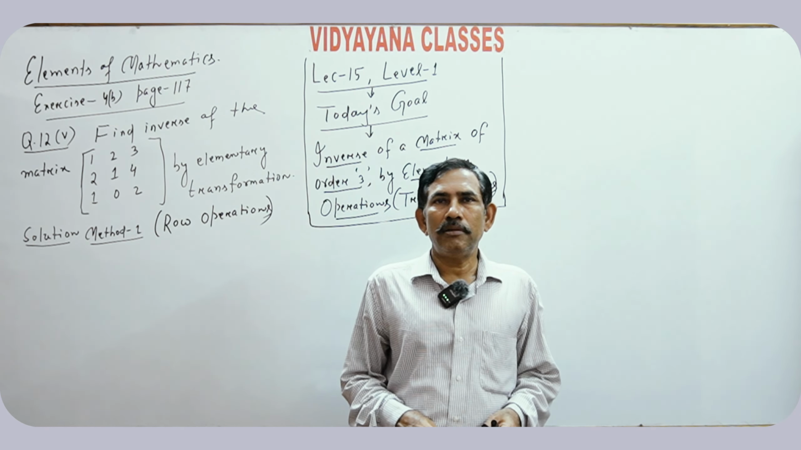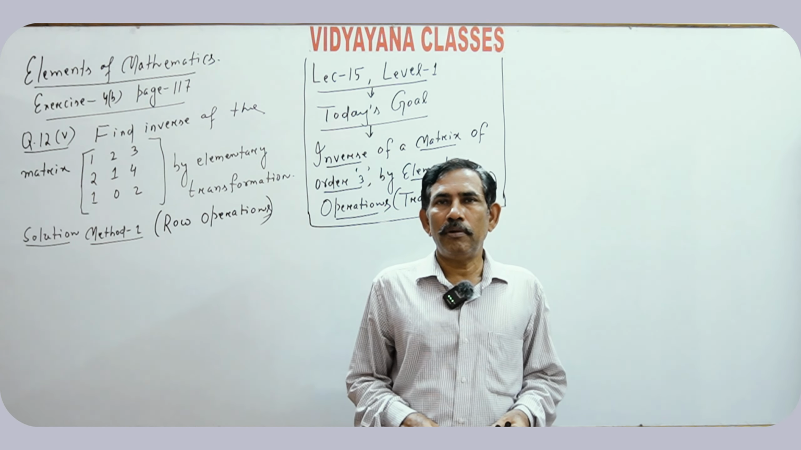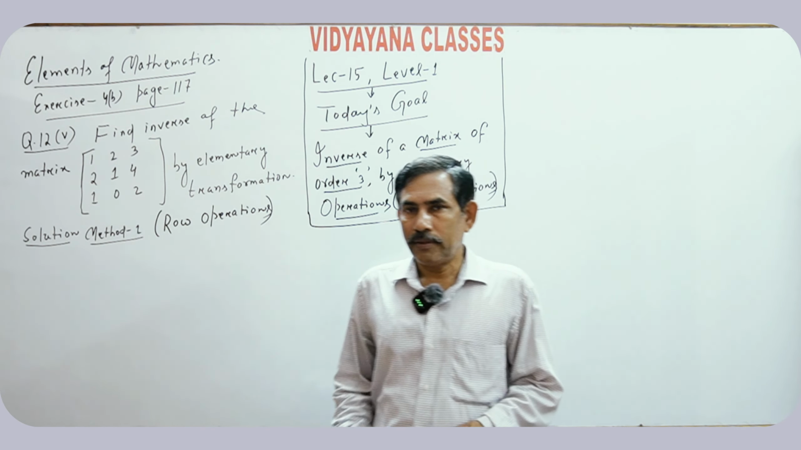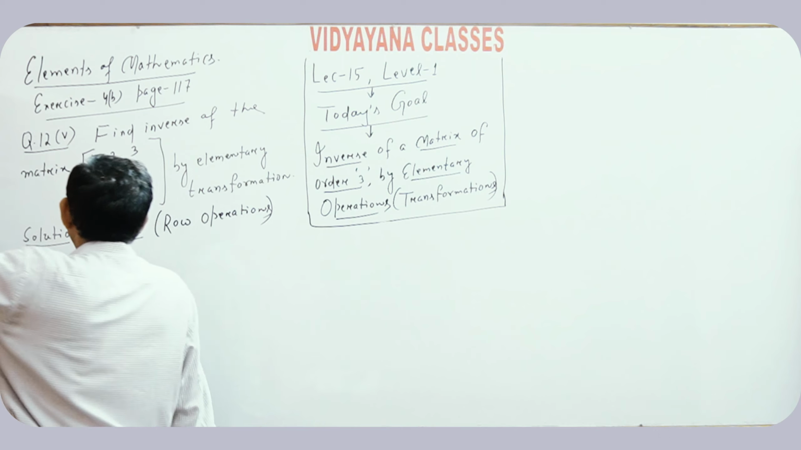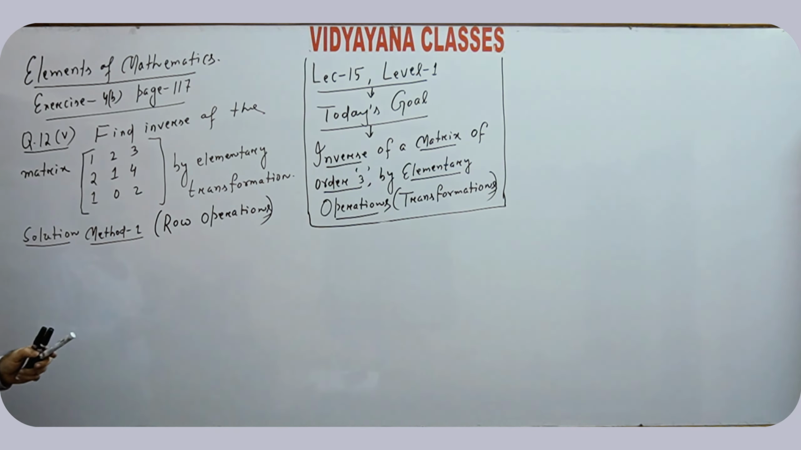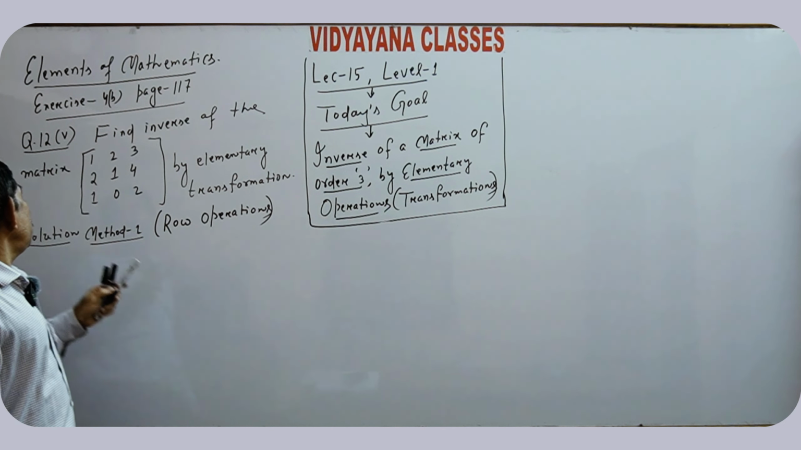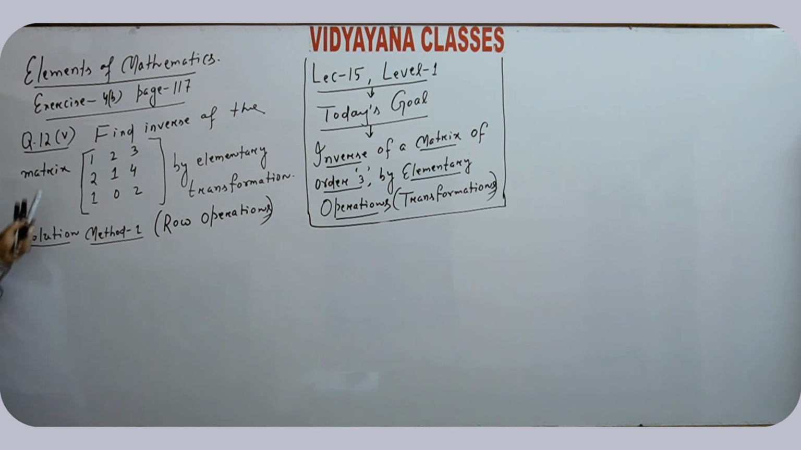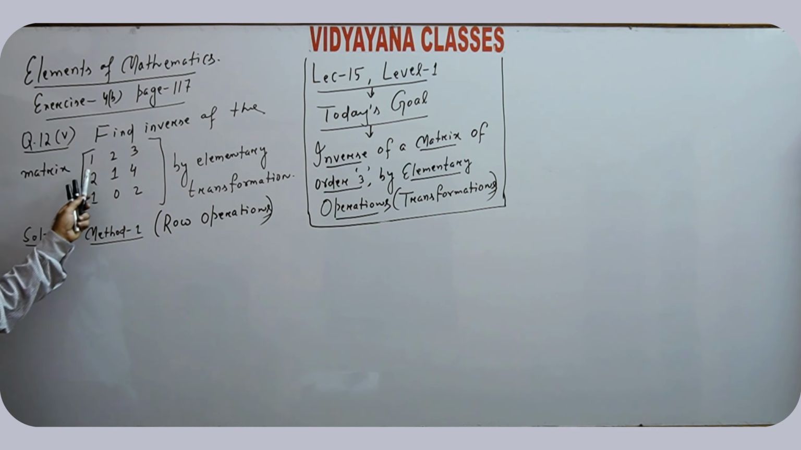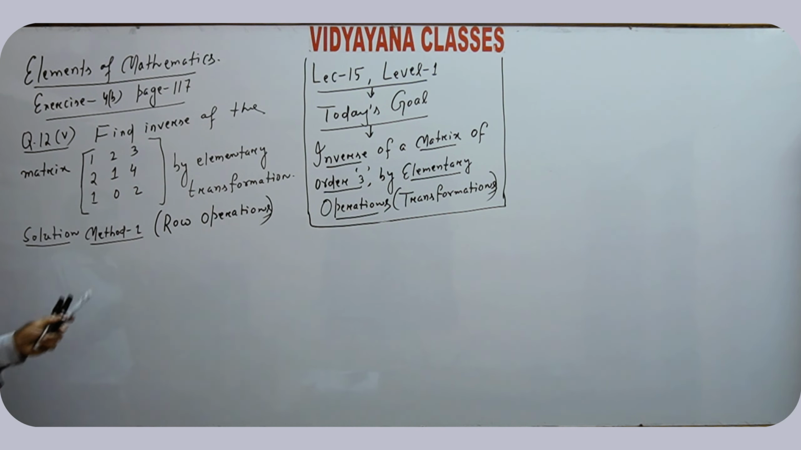Today we will discuss inverse of a matrix of order 3 using elementary operations. Elements of mathematics, exercise 4b, page number 117, question number 12b. Find the inverse of the matrix having elements 1, 2, 3, 2, 1, 4, 1, 0, 2 by elementary transformation.